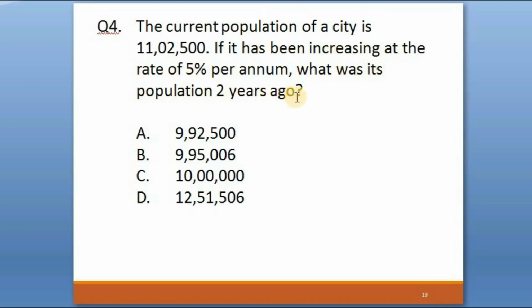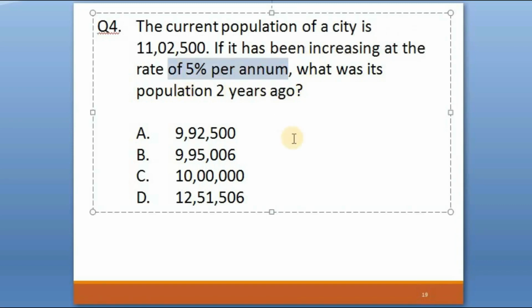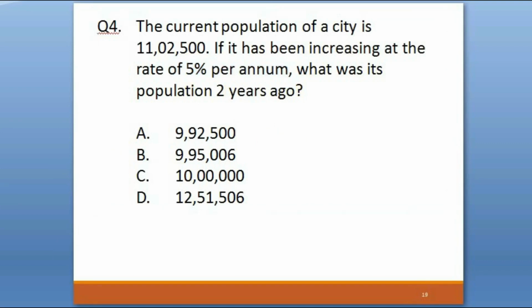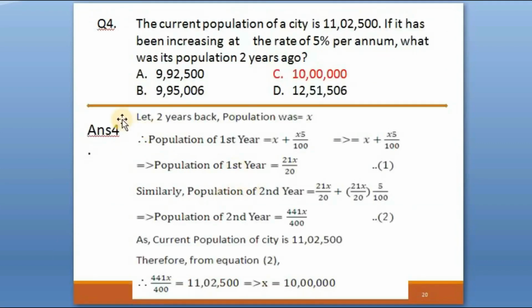Now we have to understand the question actually. The present population is given, but it asks what the population was 2 years back, and the population is increasing 5% per annum. Now for such types of questions, how will we proceed? Let's see the solution. For the solution, see here, let the population 2 years back be x. So we have assumed the population of 2 years back, right?